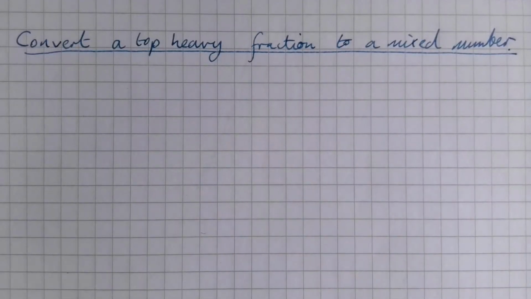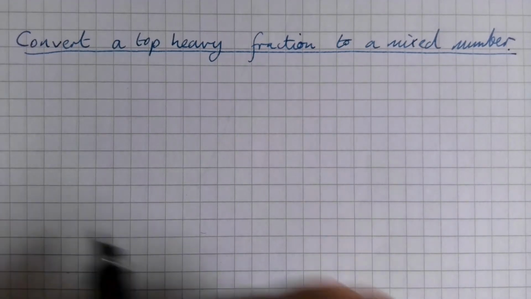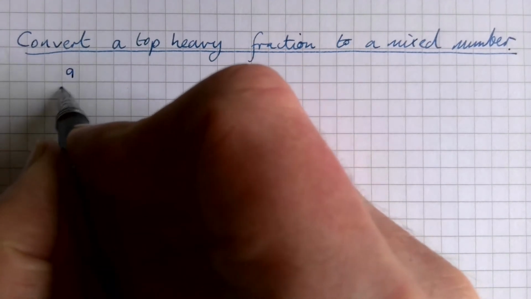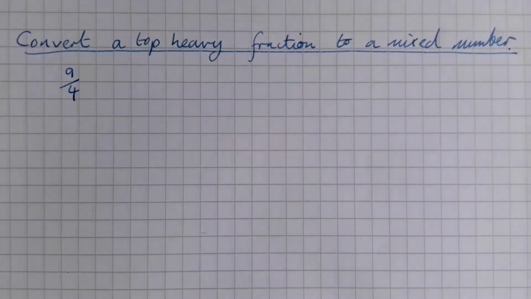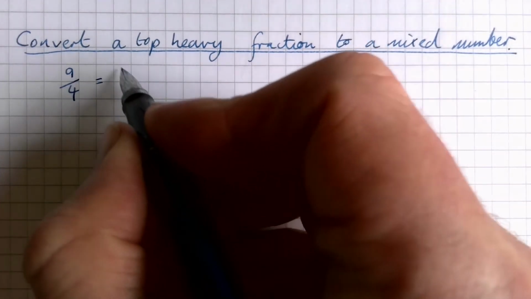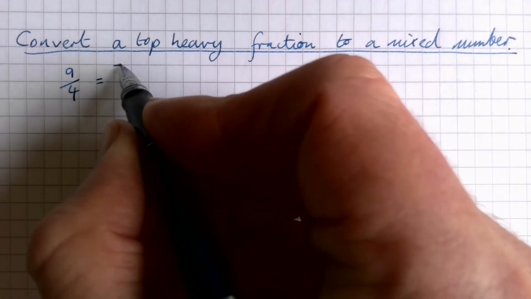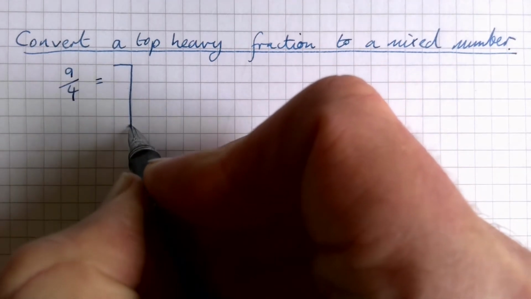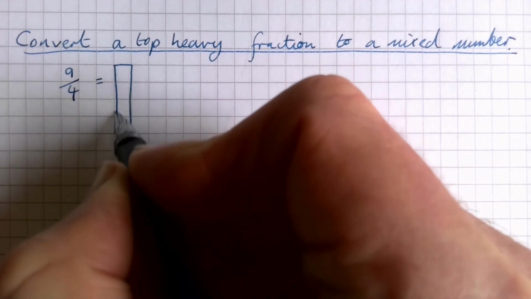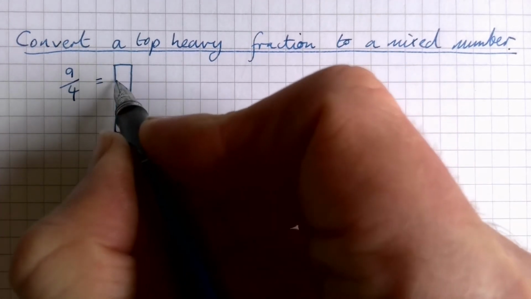So first up, this is what we're going to do: convert a top-heavy fraction to a mixed number. So you might have something like 9 quarters. So what would that mean? And the way we're going to think about this is in terms of wholes. Because we're talking about quarters, 4 quarters, oh, that's 4, isn't it? 4 quarters make a whole.